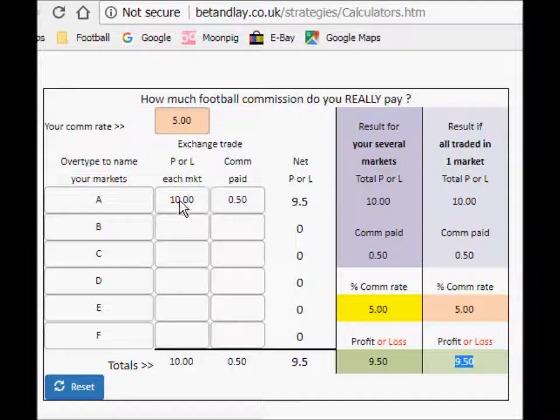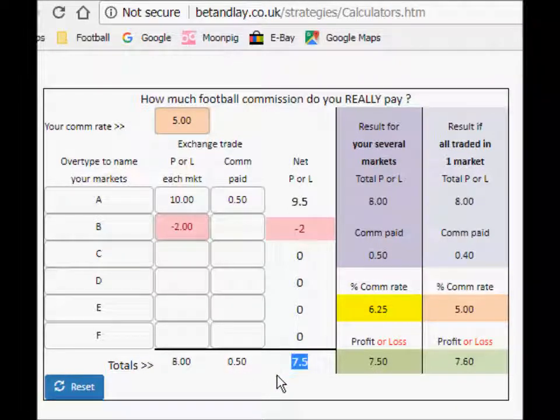So let's go back to here. We've made a £10 profit and pay 50 pence commission. Now we might have had an insurance bet on that trade, so we may have lost £2 on our insurance bet, so we wouldn't have paid any commission on that, of course. So our profit has now been reduced down to £8 instead of 10, but we still paid our 50 pence commission, and our profit now, instead of being £9.50, is £7.50. And you can see our commission rate worked out on those two markets combined in this column here is 6.25% now, instead of the 5% that we thought we were paying.